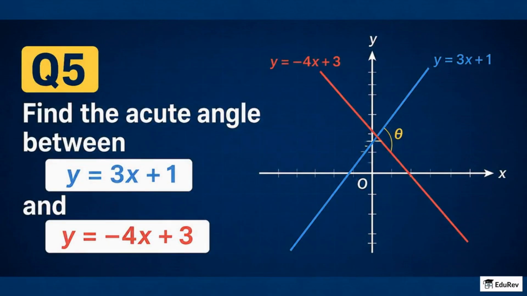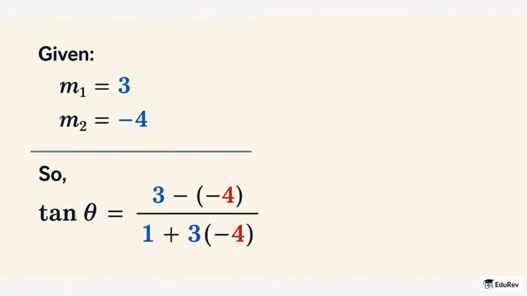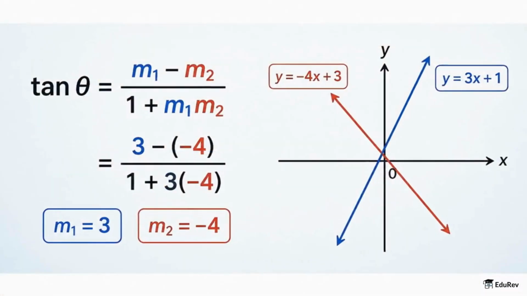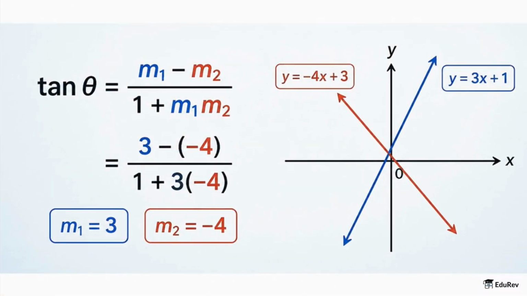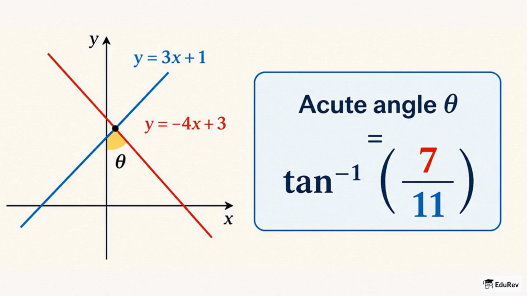Question number 5 asks, find the acute angle between y equals 3x plus 1 and y equals negative 4x plus 3. Here m1 equals 3 and m2 equals negative 4. So tan theta equals (3 minus negative 4) divided by (1 plus 3 times negative 4). The numerator is 7 and the denominator is 1 minus 12, which is negative 11. So the tangent magnitude is 7 divided by 11. Thus the acute angle equals inverse tangent of 7 divided by 11.